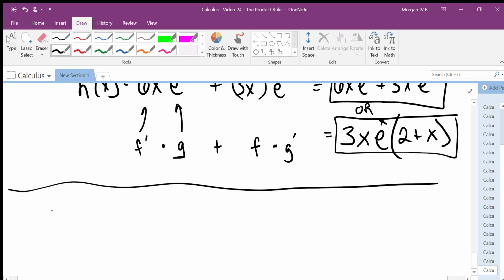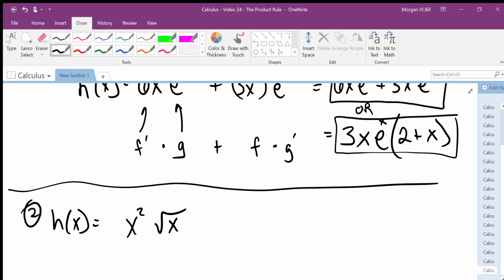Let's try h of x, number 2 here. h of x is equal to x squared times the square root of x. Now again, this is one where I would not use the product rule, right? If you gave me this problem, I would think of this like x squared times x to the 1/2, which I hope you do either way.